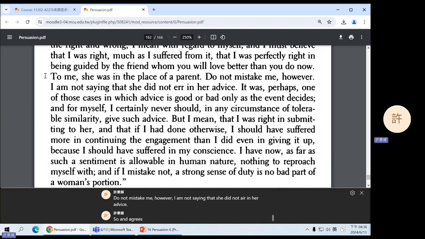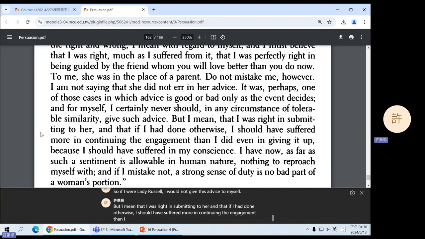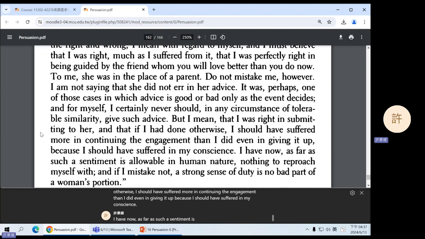So Anne agrees she gave bad advice. It was perhaps one of those cases in which advice is good or bad only as the event decides. So was the advice bad or was it good? It depends on the consequence. And for myself, I certainly never should, in any circumstance of tolerable similarity, give such advice. So if I were Lady Russell, I would not give this advice to myself. But I mean that I was right in submitting to her, and that if I had done otherwise, I should have suffered more in continuing the engagement than I did even in giving it up. Because I should have suffered in my conscience. I have now, as far as such a sentiment is allowable in human nature, nothing to reproach myself with, and if I mistake not, a strong sense of duty is no bad part of a woman's portion.